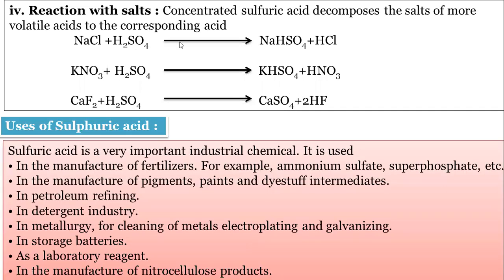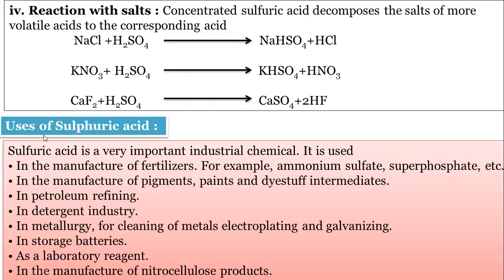Then reaction with salts. This is a common salt, NaCl. This is also a salt, potassium nitrate, and this is calcium chloride. When H2SO4 reacts with all these salts, the corresponding acids are prepared. So NaCl plus H2SO4 gives NaHSO4. Again, salt plus acid, the corresponding acids are prepared.